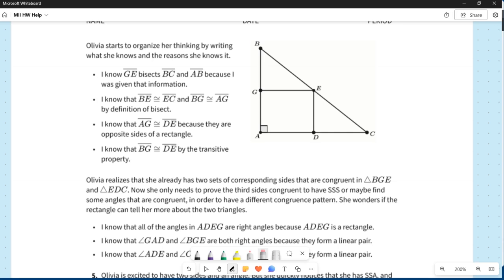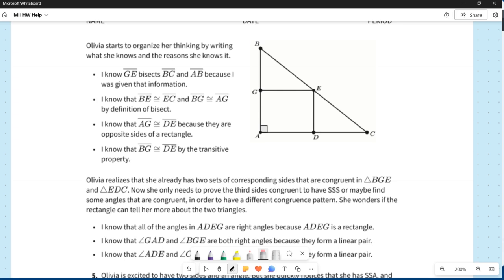Olivia also knows that AG, which is this piece right here, is congruent to DE, which is this piece right here, because they are opposite sides of a rectangle. Well, we were given that that quadrilateral is a rectangle, and one of the properties of rectangles is that opposite sides are congruent. And so therefore AG is congruent to ED due to properties of a rectangle.